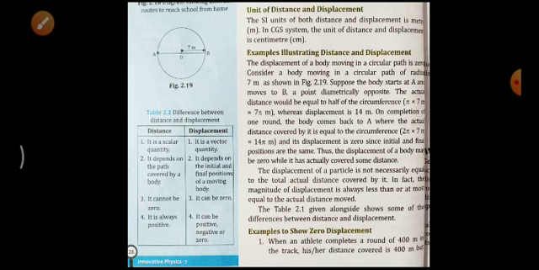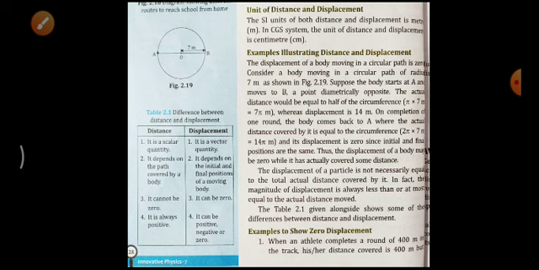The displacement of a body moving in a circular path is 0. Why? In the case of a moving body, if it is moving along a circular path, the displacement can be 0. But how do we calculate the displacement and distance while an object is moving along a circular path? That we will try to understand.